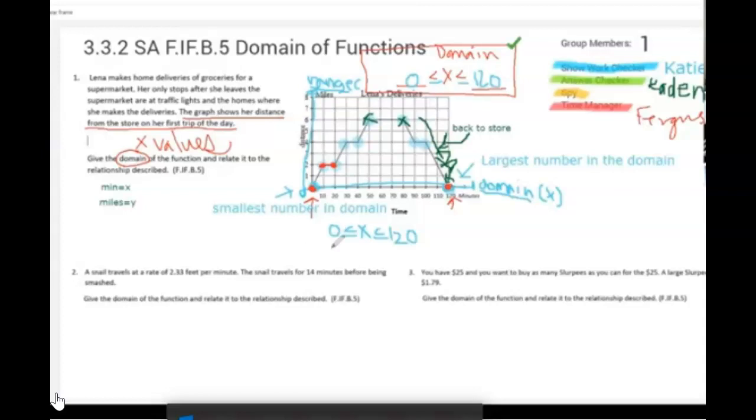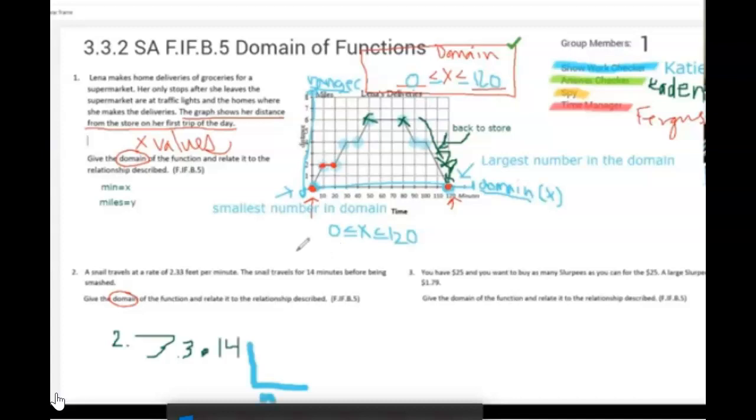Yeah, it is. Okay. So it starts at, so that would have to be 2.33 times 14. Okay, and so what do you do that for?